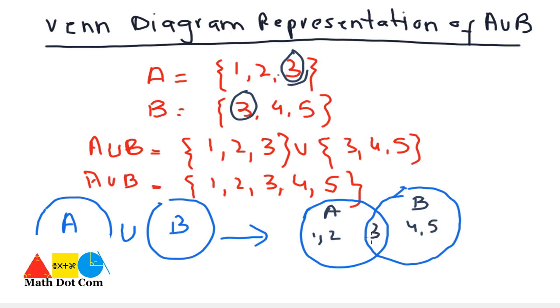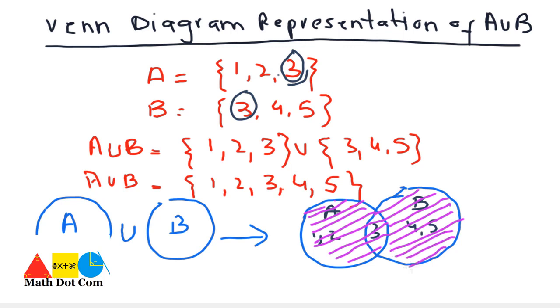And I'll represent A union B by drawing lines to show which portion represents A union B. So this lined portion represents A union B, where you are considering all the elements of A and B. So this is how we can represent A union B in terms of Venn diagram, in which we are considering all the elements of both the sets.